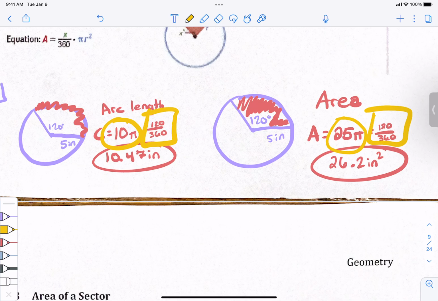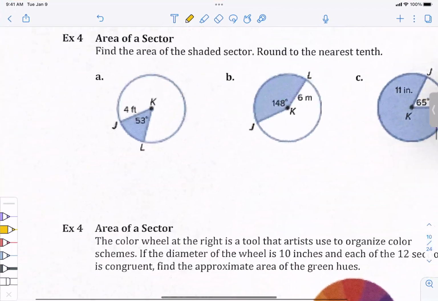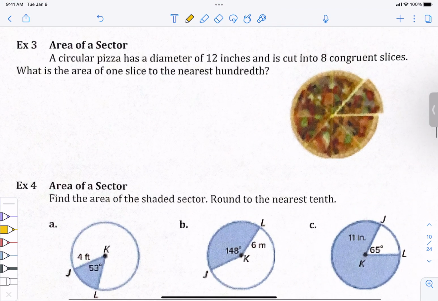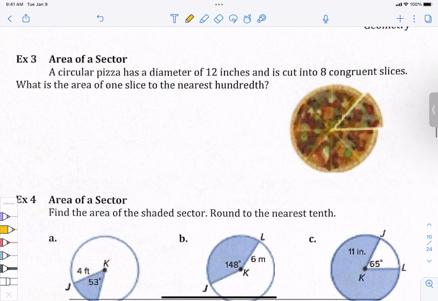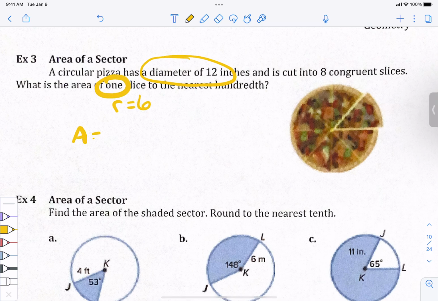Okay, backside. Here we go. A circular pizza has a diameter of 12. Okay? I don't want diameter. I want the radius, which is 6. And it's cut into 8 congruent slices. What is the area of one slice? So we're going to start by finding the area of the whole pizza. The area of the whole pizza is pi r squared. The radius squared would be 36. 36 pi, right?